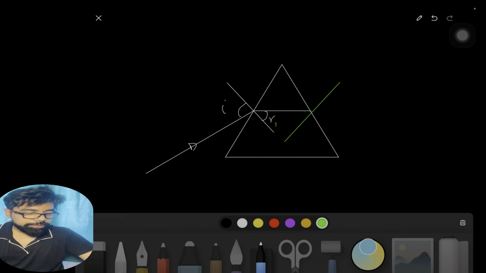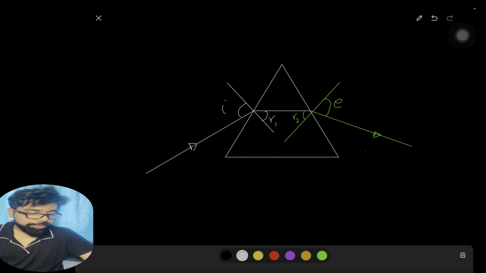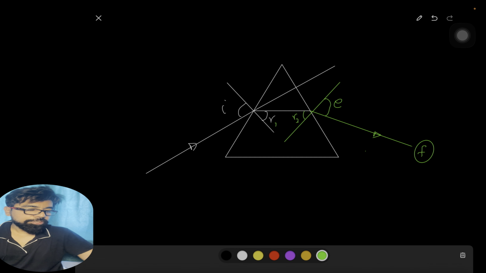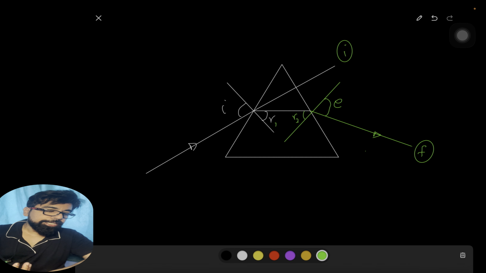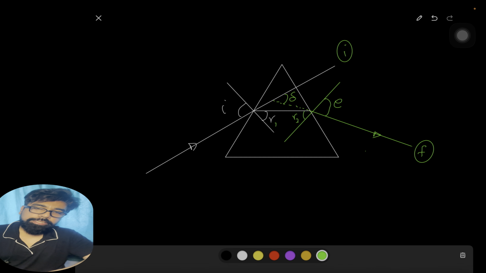If this angle is called R1, this angle is called R2, and here the ray of light is coming out. This is the emergent ray, and this angle is called E. Now suppose if the prism is not there, then light would have continued this path, but because of the prism the light went into the green path. That means this is the final path and this is the initial path. Deviation is defined as the angle between the final path and the initial path. So if I extend this final ray and this is the initial ray, this angle is called delta. Delta is the deviation, the angular deviation.